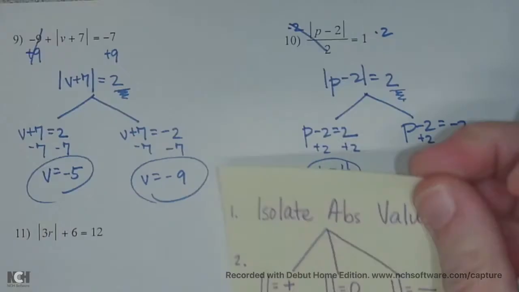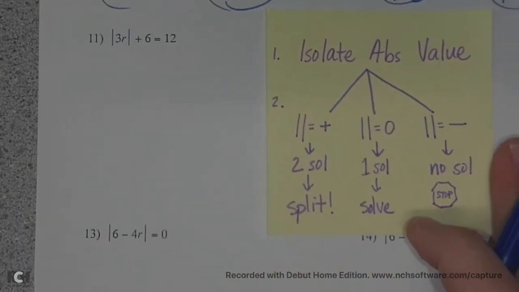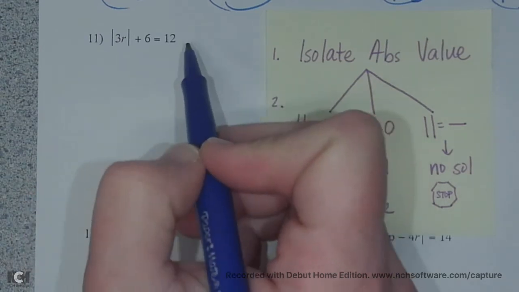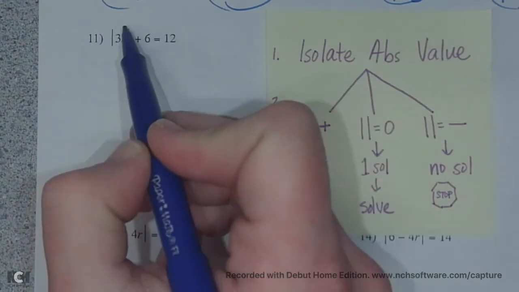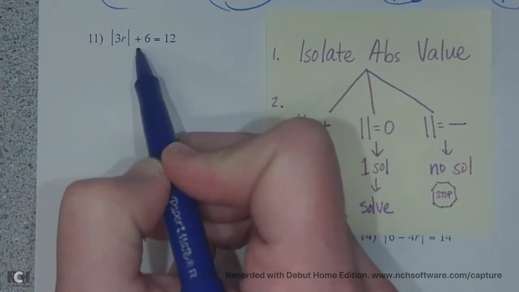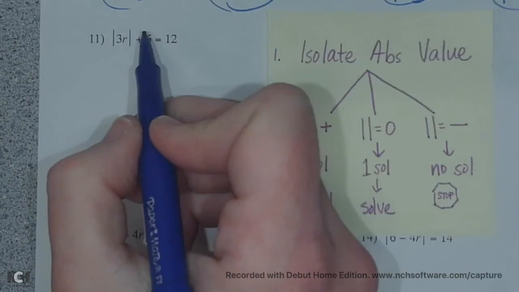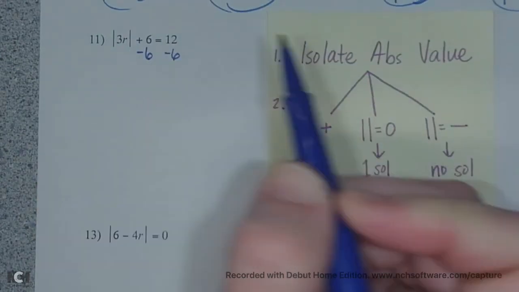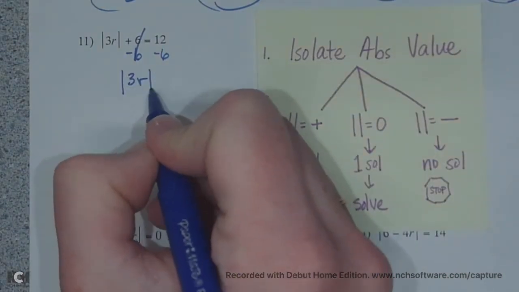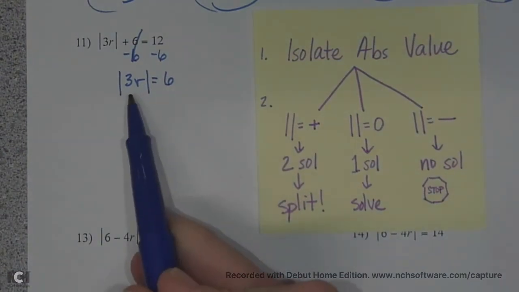All right, let's look at number 11. In number 11 you have the absolute value of 3r plus 6 equals 12. Is the absolute value isolated yet? Not yet. We still have to get rid of that plus 6 part, everything else that's keeping it company on its side of the equation. So to get rid of the 6, we go minus 6, and that goes to 0. We're left with the absolute value of 3r equals 6. Now it is isolated.